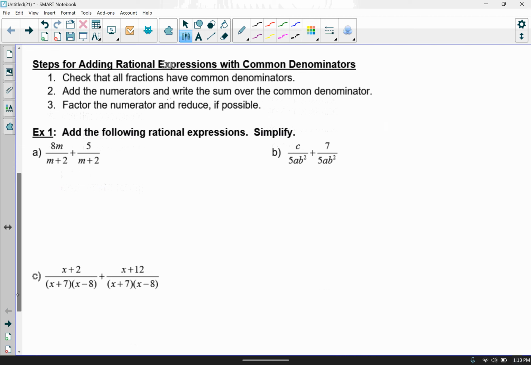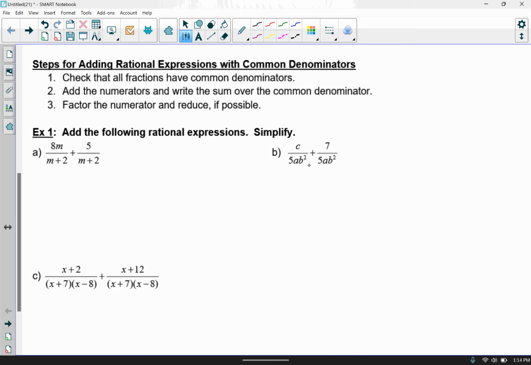All right, so I'll just draw your attention towards the bottom of the page: steps for adding rational expressions that have a common denominator. You're just going to do a quick eyeball check to make sure that each of those fractions has a common denominator. Then you're going to add or subtract those numerators, and then put it over that common denominator. Factor that numerator if possible, and reduce, if possible. All right, so I'm going to do letter B and C here with you, okay?